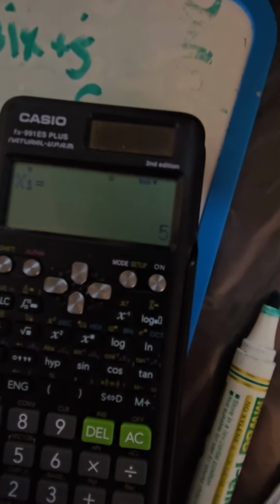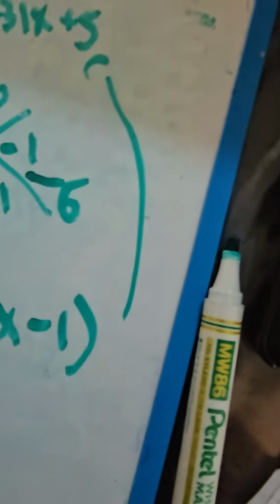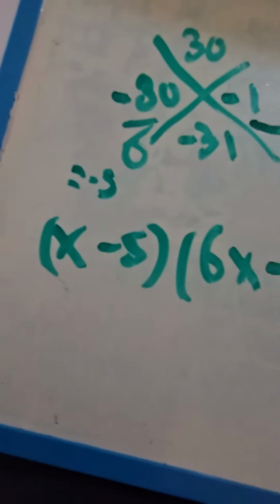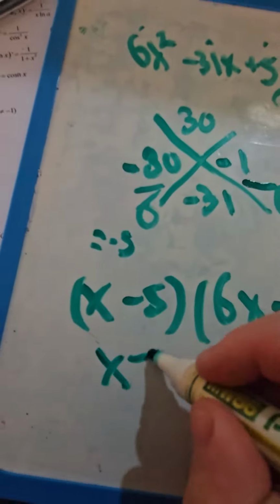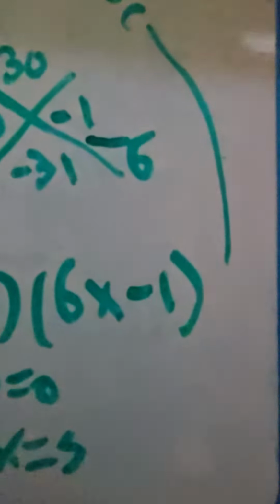And the first root, x1, is equal to 5, which we got. Second root, x2, is equal to 1 over 6. And we have that because x minus 5 is equal to 0, then x equals 5, and you could do the same thing for 6x minus 1.